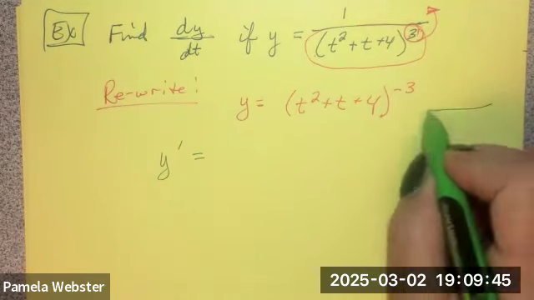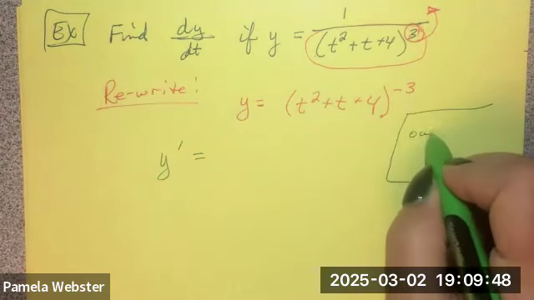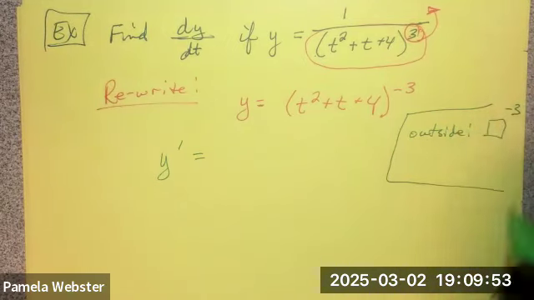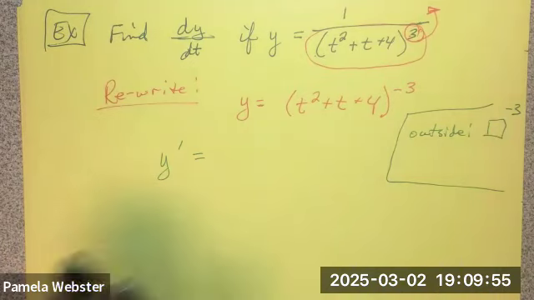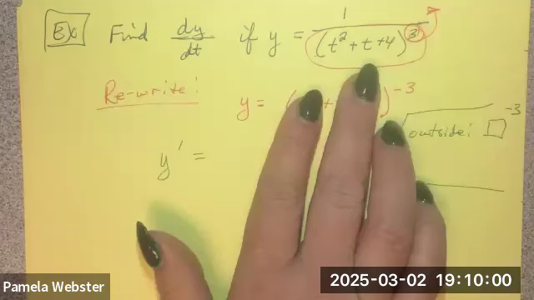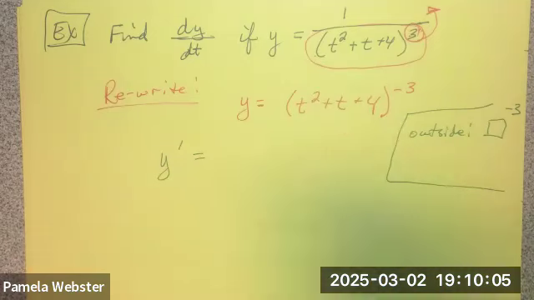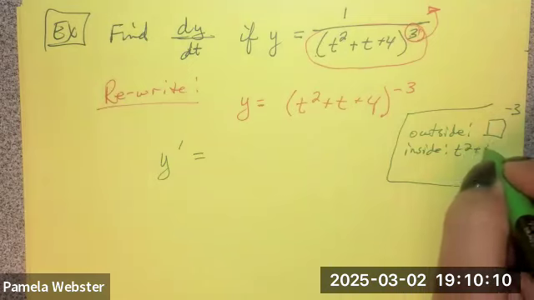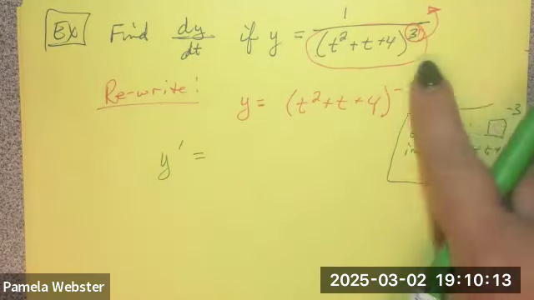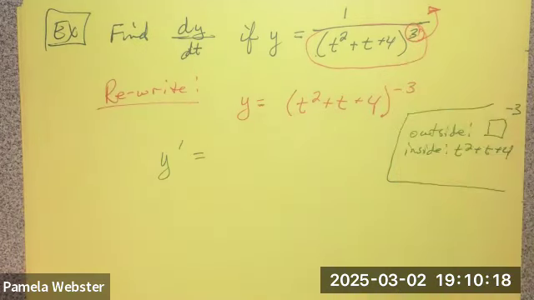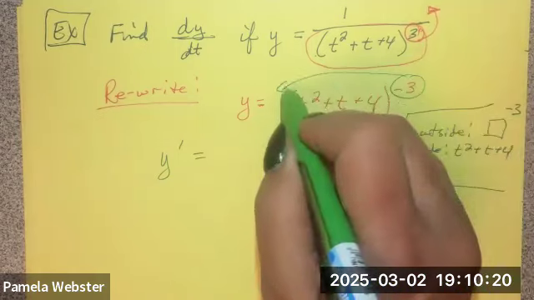So I'm going to come over here. Does everybody see the way I have it? My outside function is something raised to the -3. All this stuff raised to the -3. And we know that we can multiply that -3 out in front and subtract 1, which is what we're going to do. And then my inside function is t squared plus t plus 4, right? That's what's going on inside of the parentheses. All right, so let's do it. Multiply the -3 out in front.